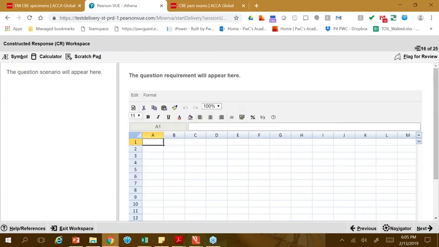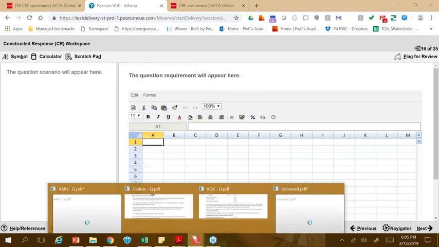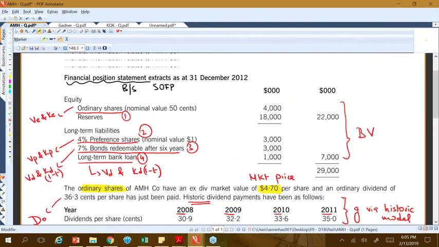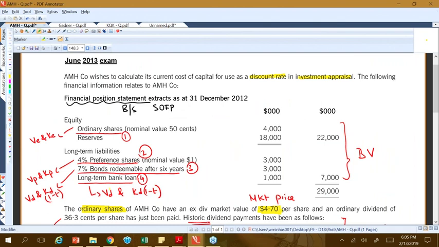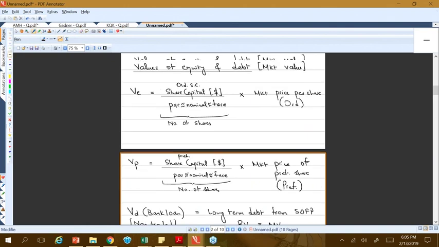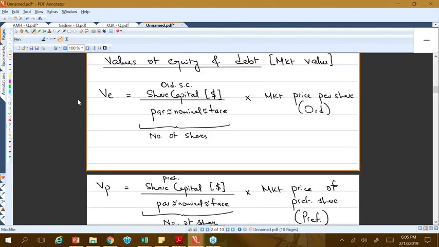So what I need first from this question here is I need to sort out the values part. I need to get rid of my values calculations, which are easier. So the first thing is we need to look at ways in which we can compute the VE, the VP, the VD of the bonds, and the VD of the bank loan. So I'll take you back to this PDF which I created. So how can we find out the values of equity?